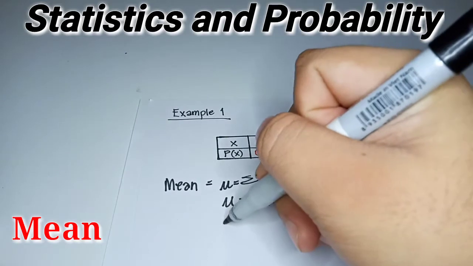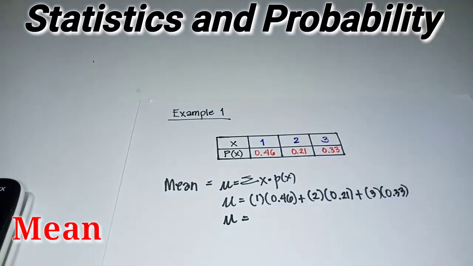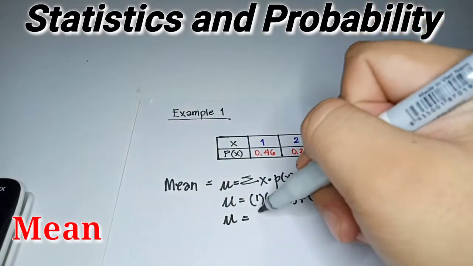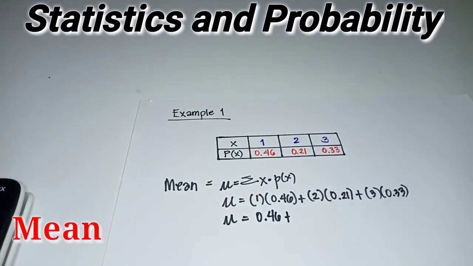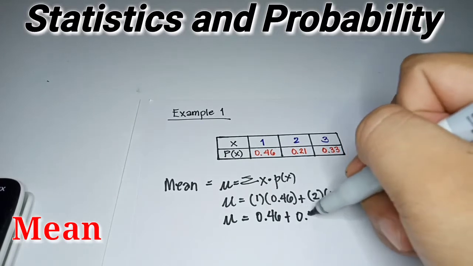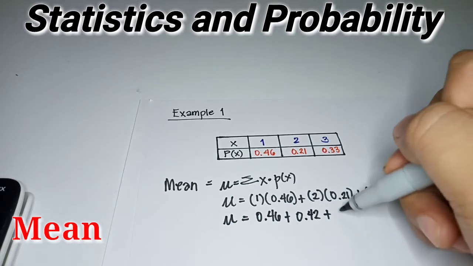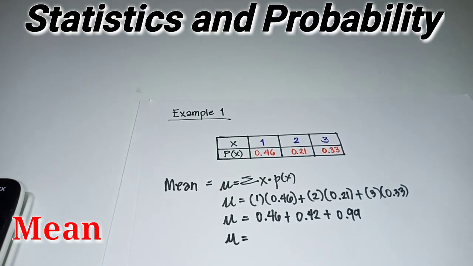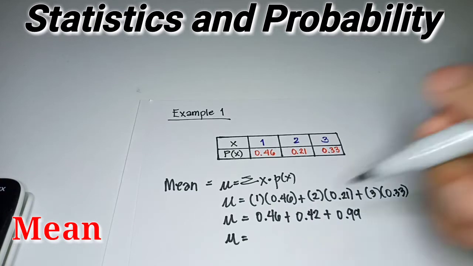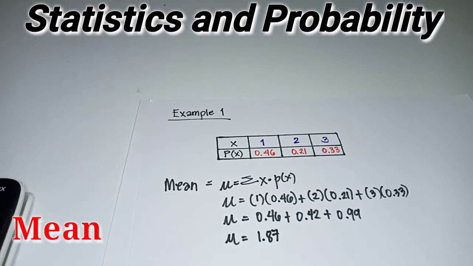So let's continue. Mean is equal to 1 times 0.46 is 0.46, plus 2 times 0.21 is 0.42, and then plus 3 times 0.33 is 0.99. Add them all, you'll have 0.46 plus 0.42 plus 0.99, you will get 1.87. Okay, so that's how you get your mean.